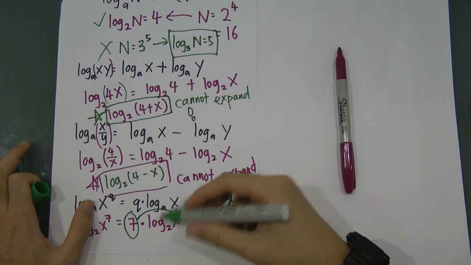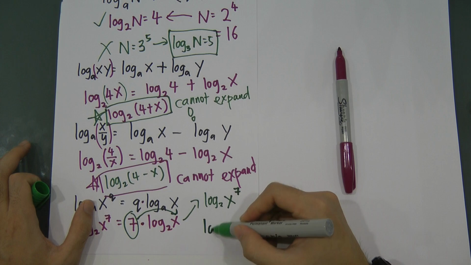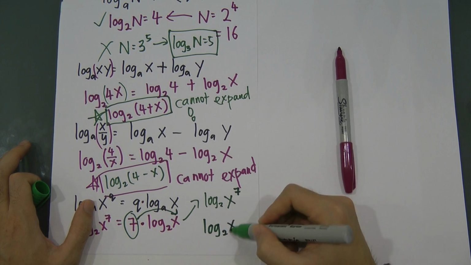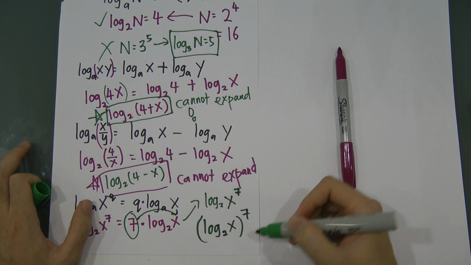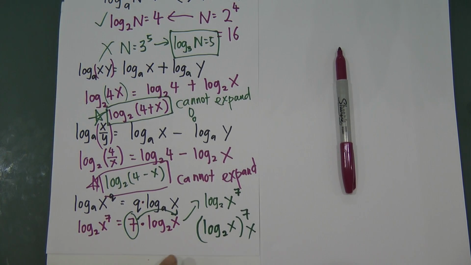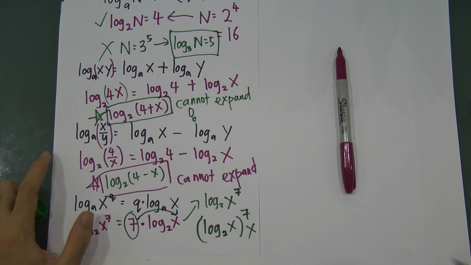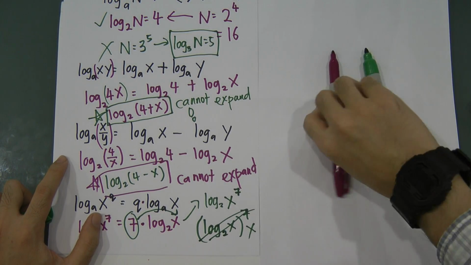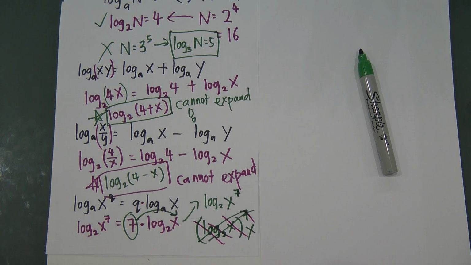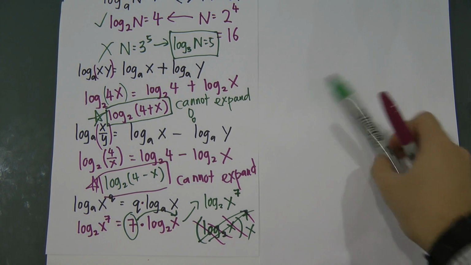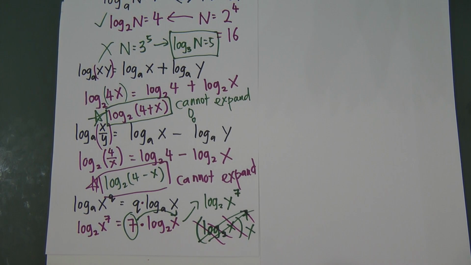A lot of students will make this mistake: when you move it up, it becomes log 2 of x, total power of 7. This is wrong, because when you move the 7 up, the 7 is only the power for x, not the power for the whole thing. So this one is wrong. Remember this is wrong. So these are the 4 laws, and they are quite important in our following examples.